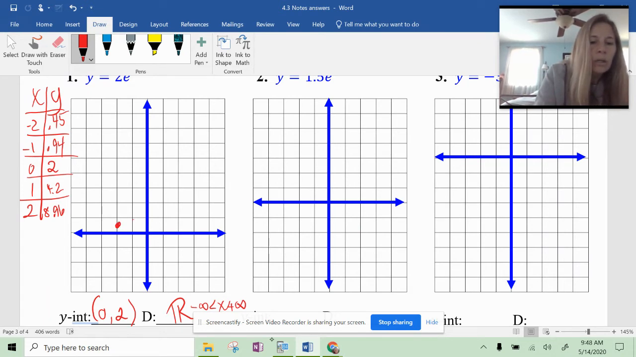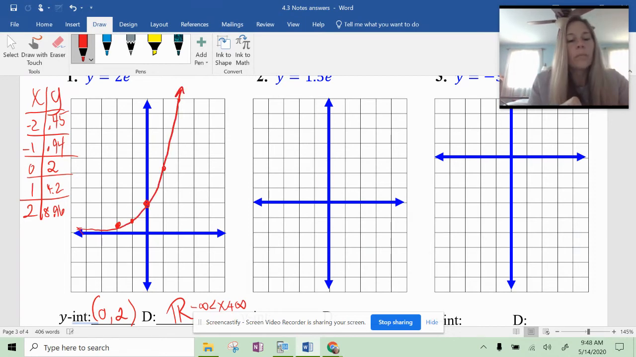Then this one here, 0, 2, 1 and 4.2, and then 2 and 1, 2, 3, 4, 5, 6, 7, 8, and just about to the 9. There is our exponential growth function.